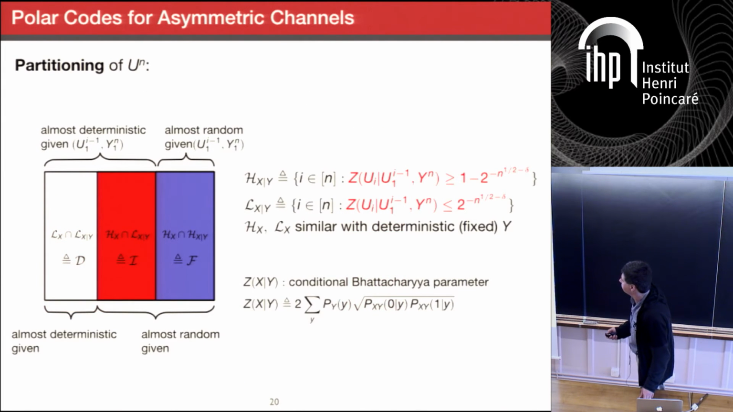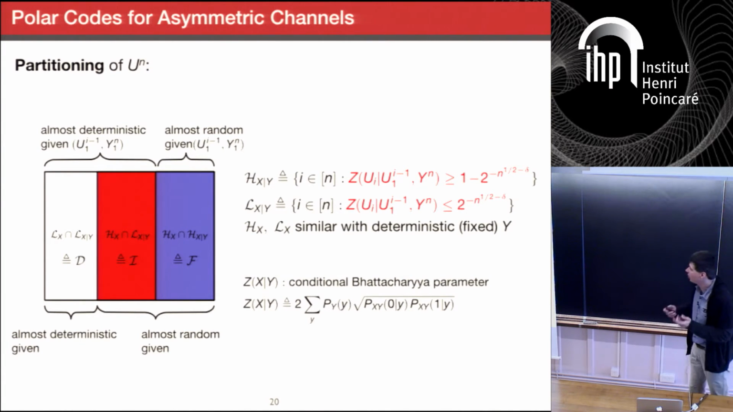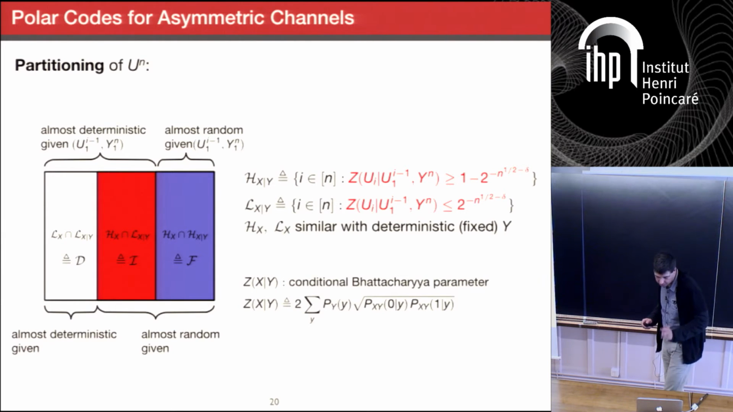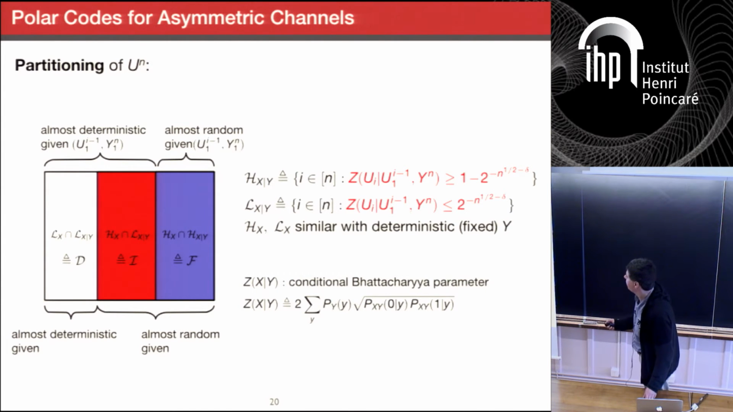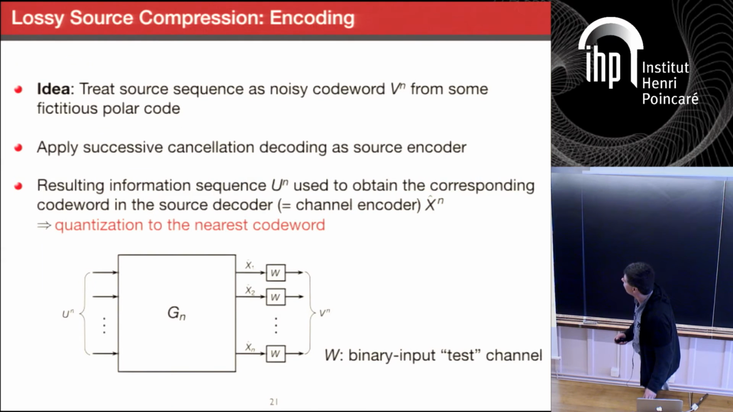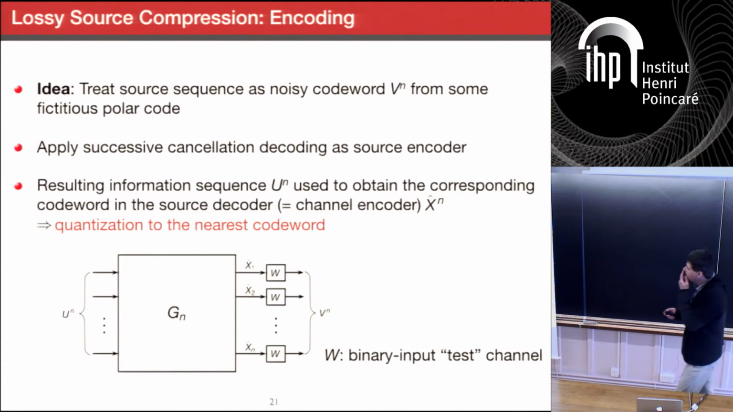Now this gets a bit technical. I just want to tell you that we can compute these regions based on some parameter of the code, called the Bhattacharyya parameter. I don't want to talk about this because it gets a bit technical. So we will be able to do this. And now we go back to lossy source compression.